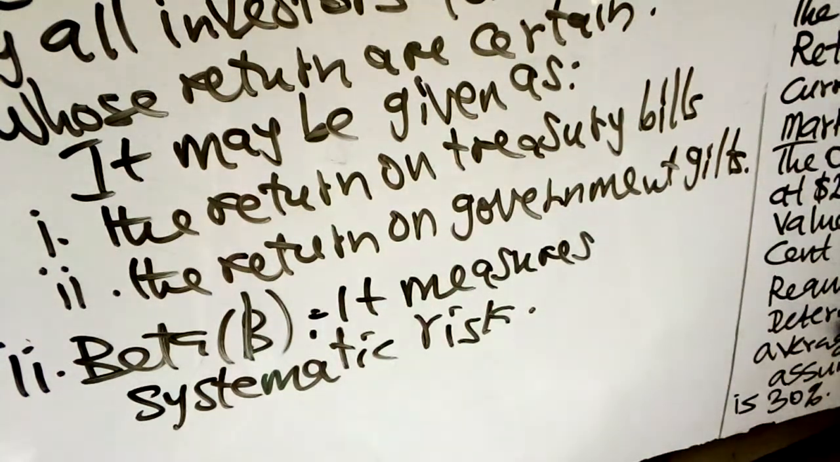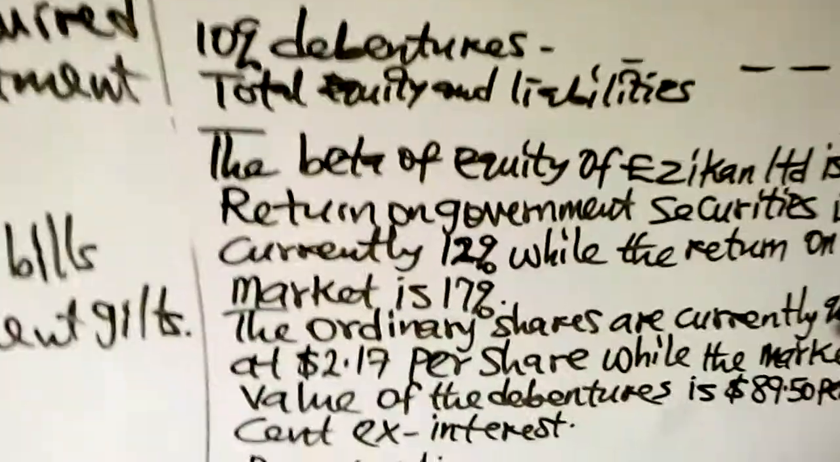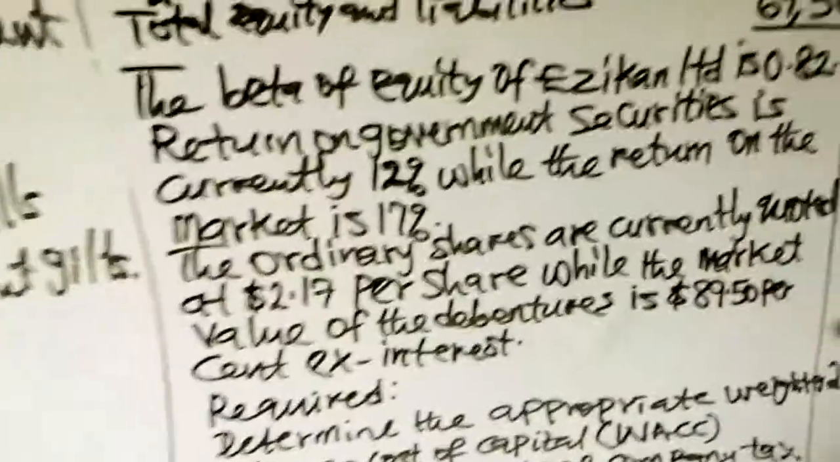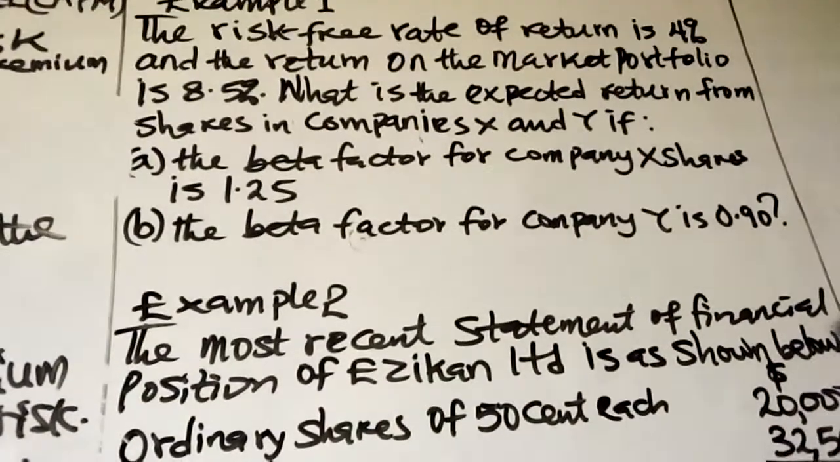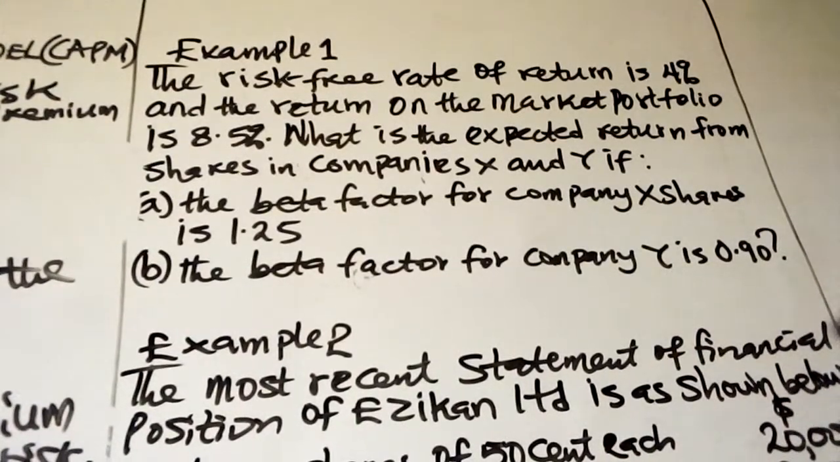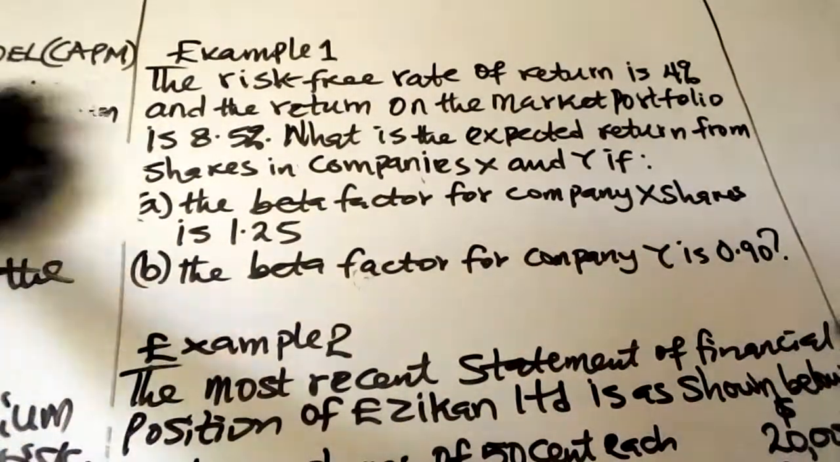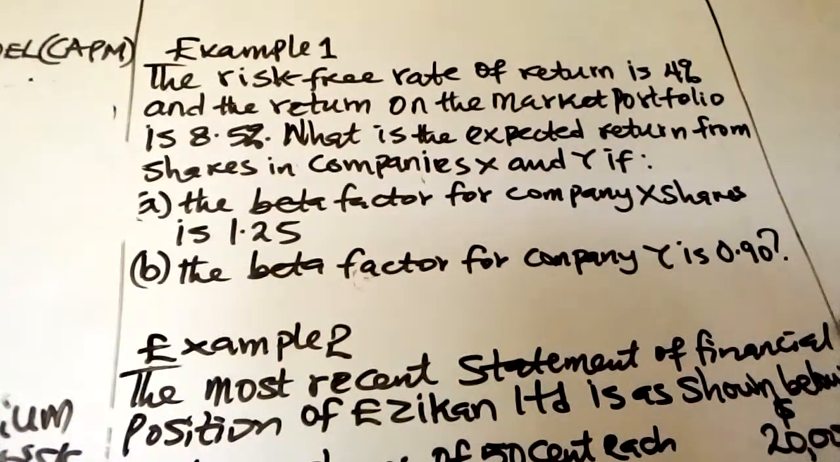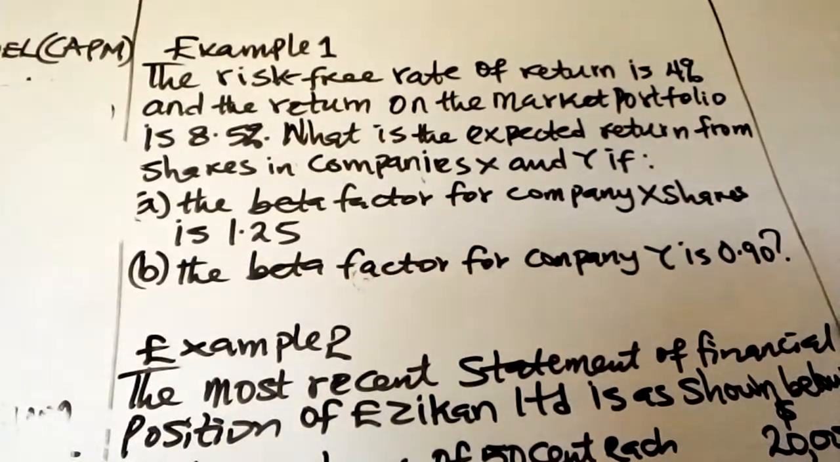Having explained all those variables, or the important ones, I want to take questions as worked examples. So I'm going to solve a question as a worked example. Example one. This question is obtained from the ICAN study text by Emile Woolf International.